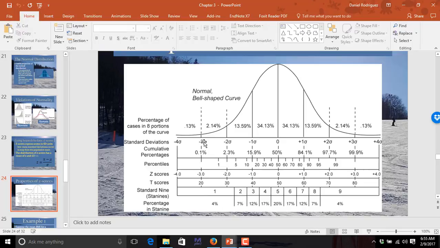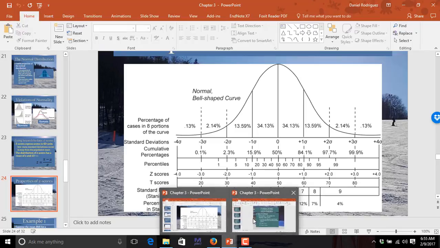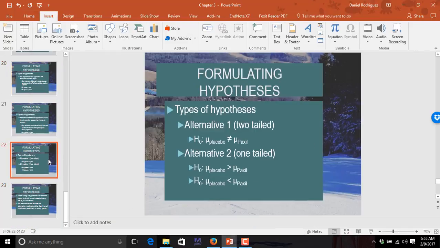Okay, now, if we choose the other alternative, remember we had a second alternative here, that the two groups are just not equal. The two groups are not equal.